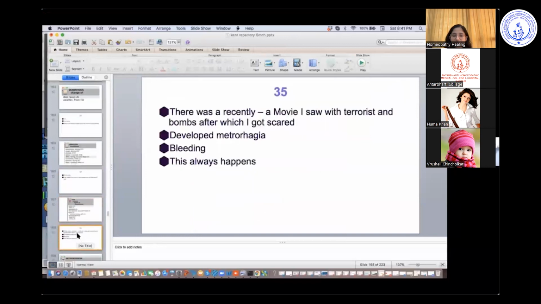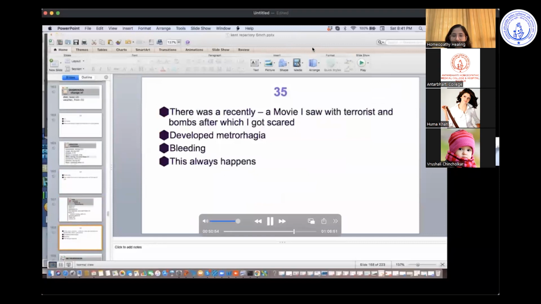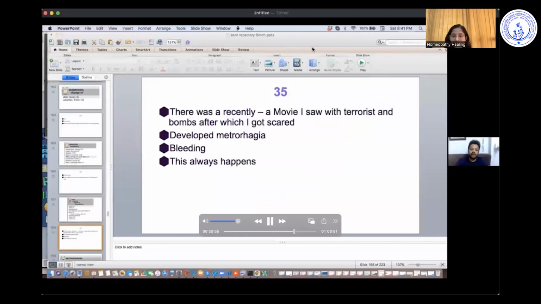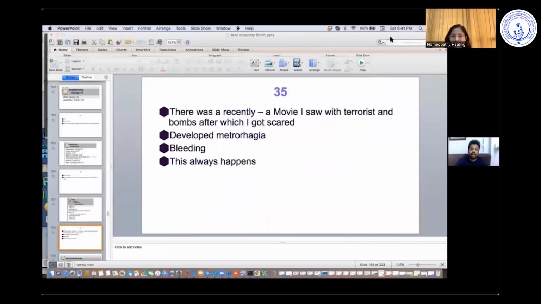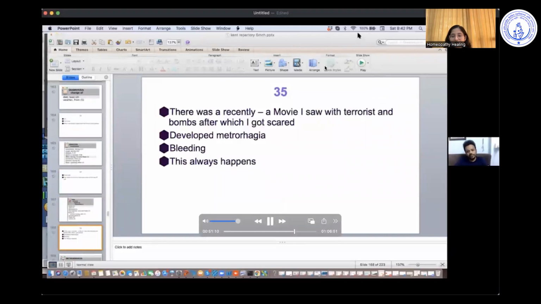Doctor, just a few days back, I saw a very scary movie, Stree. I saw this very scary movie. And suddenly after that, I developed this metrorrhagia, bleeding. And this bleeding is just not stopping. What should I do? Batao.